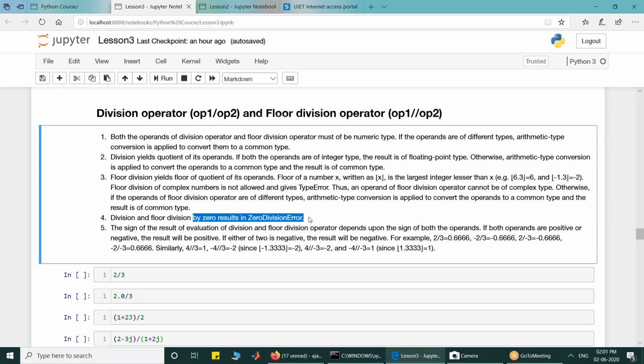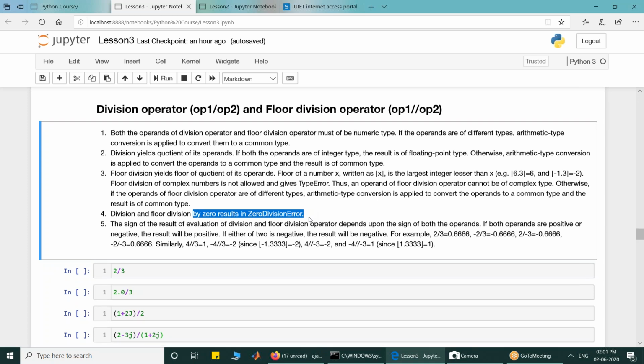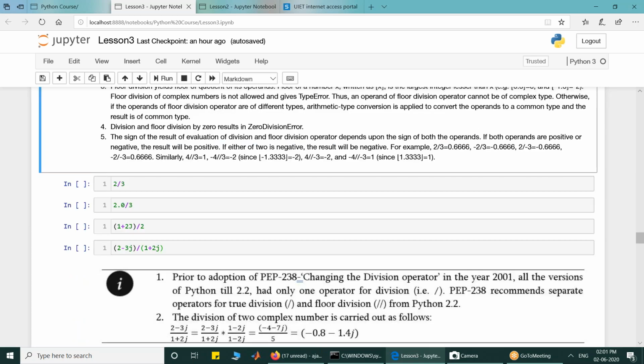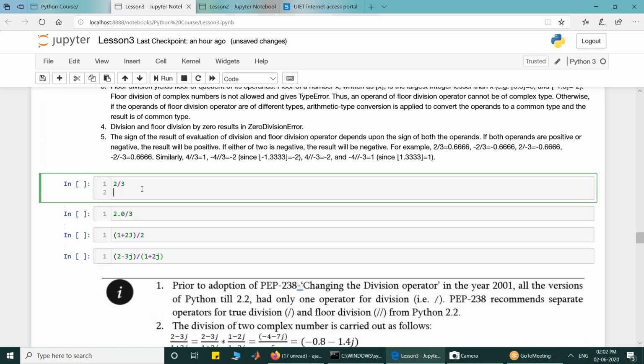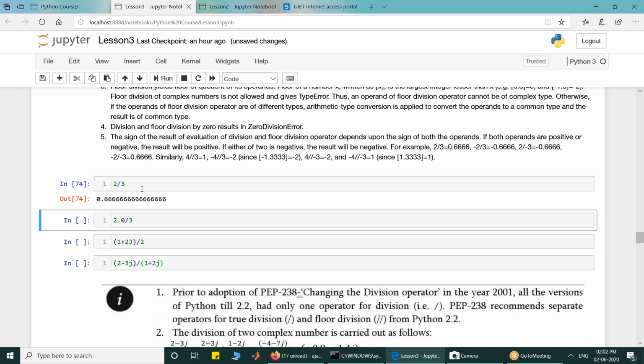We have already discussed this. The sign of the result of the division and floor division operators depends upon the sign of both the operands. If both the operands are positive or both negative, the result will be positive. If either of them is negative, the result will be negative. Look at this: 2 divided by 3, the result will come out to be a float, and it comes out positive because both of them are positive.